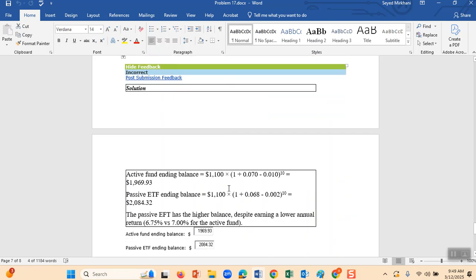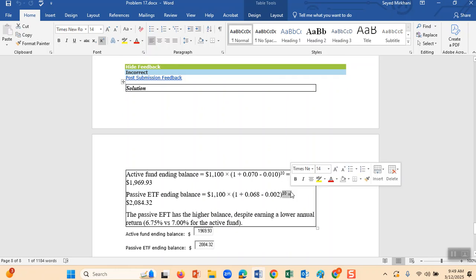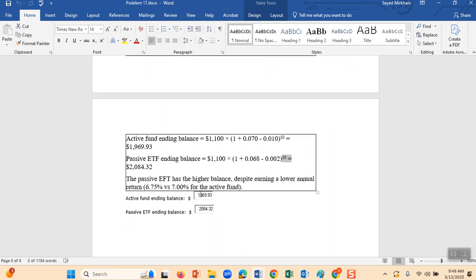And these are the calculations. And this has the power of 10, and most likely it is 10 years. When it says ending balance here, in a mutual fund, it most likely is the future value. Therefore, you can use your calculator to compute the future value. And the ETF has done better. Do you see that? This is the active fund and this is the passive fund. The passive fund has done better, and it tells you why it has done better.